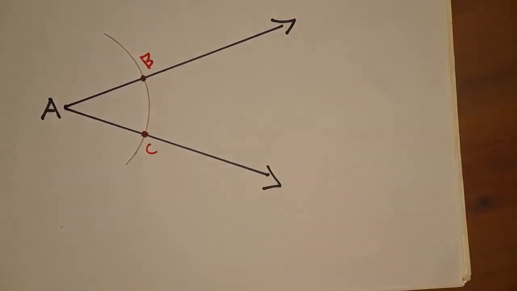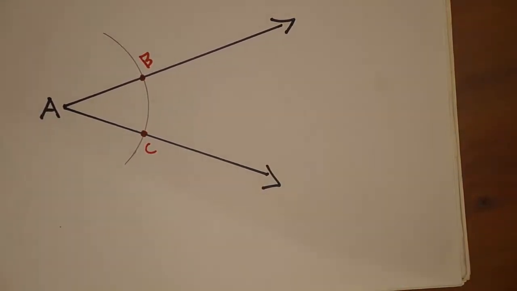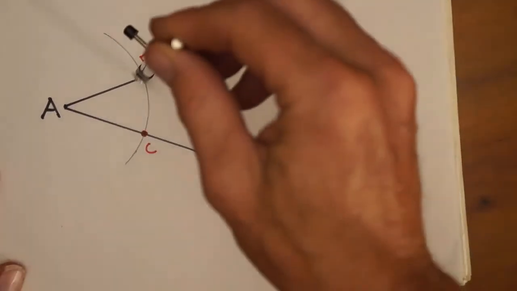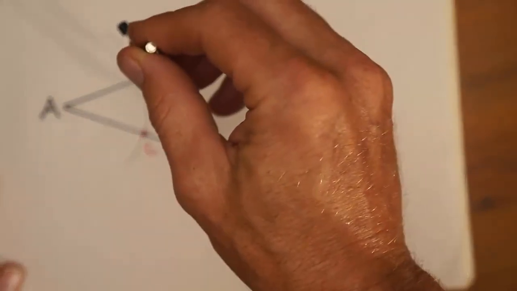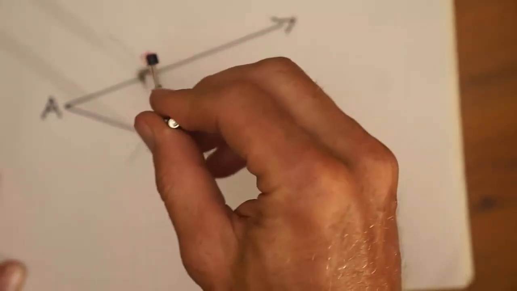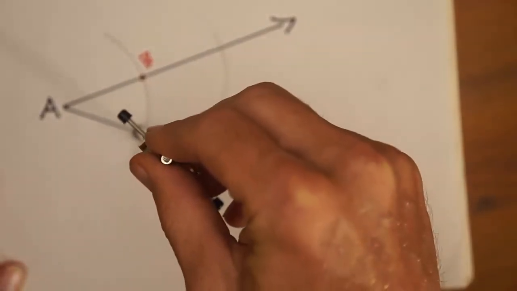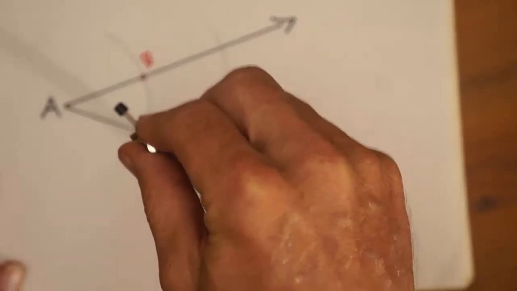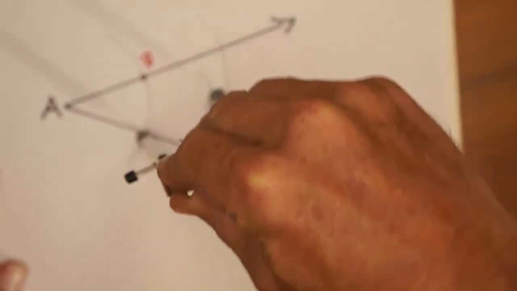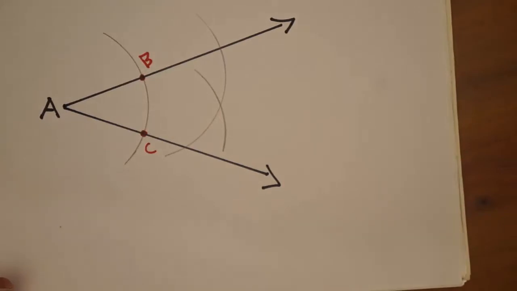Now from points B and C, we're going to keep the same compass gap, and we're going to create two more arcs that will intersect. I'm going to start with the compass point on point B. We'll create an arc, and we'll start with the compass point on point C, and we'll create another arc. The intersection of those two arcs, we'll call that point D. I'll go with blue this time.